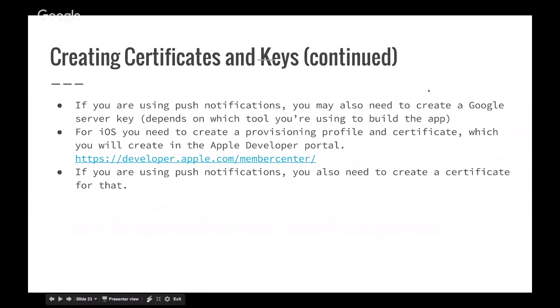Now, if you're using push notifications, there's also a little bit of extra work that you have to do. If you're doing it through Google, you have to create a Google server key. It's a little extra work. If you're doing it for iOS, you have to also create another certificate for that as well. Also for iOS, you have to create a provisioning profile, and you'll do that in the Apple Developer Portal.